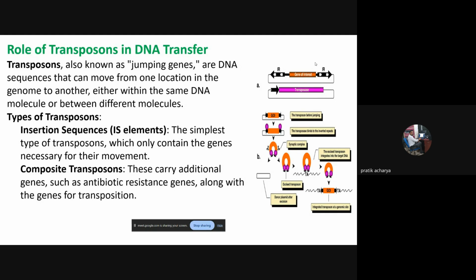Any confusion about transposons? If any confusion, then you can ask me.